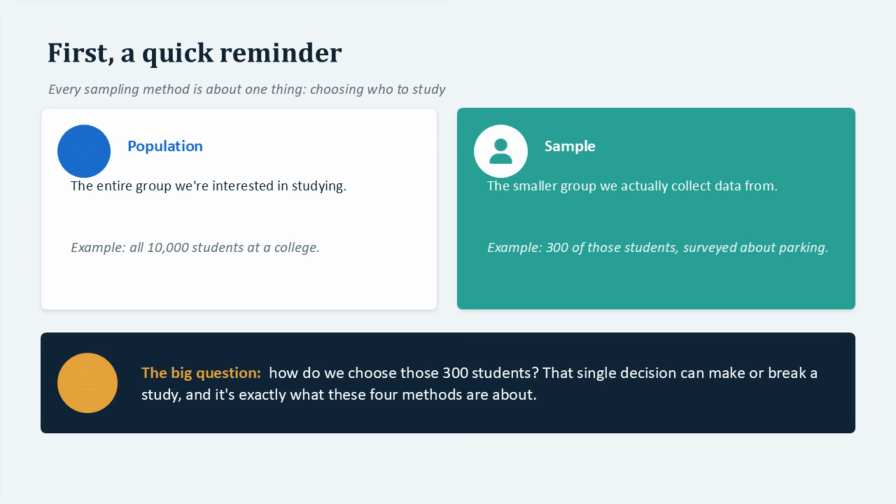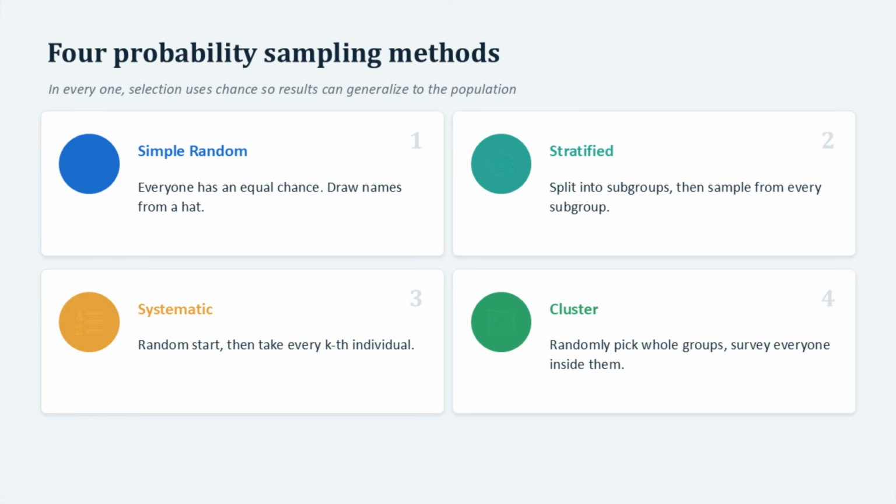The question this entire video is really about: how do I choose a sample from a population? If I choose badly, that sample may not represent the population very well. And if the sample doesn't represent the population, my conclusions could be misleading. So choosing the sample well is incredibly important. Now, the reason all 4 of these are called probability sampling methods is that chance plays a role in the selection process. Every member of the population has a known, non-zero chance of being chosen.